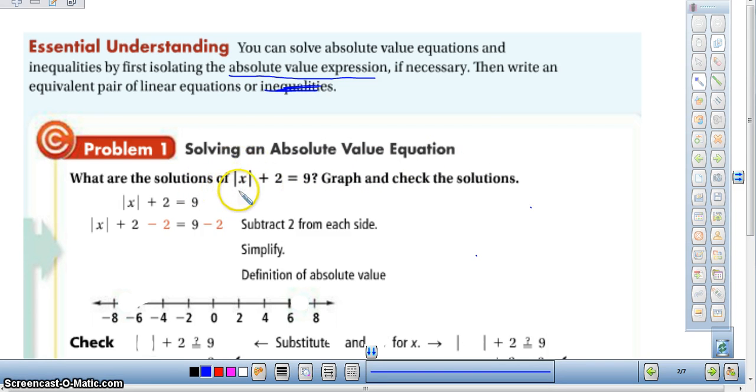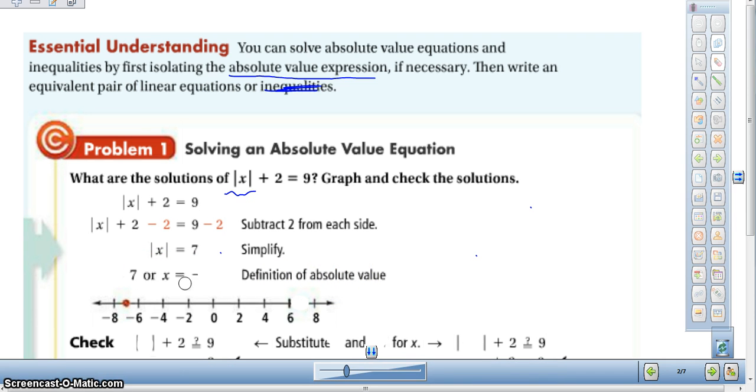If we have the absolute value of x plus 2 equals 9, first thing we have to do is get this absolute value by itself. We're going to use our subtraction property of equality and subtract 2. When you do that, we are going to be left with the absolute value of x is equal to 7. Well, if the absolute value of x is 7, the definition of absolute value says that x can actually be 7, or x can be equal to negative 7. So we have two options.